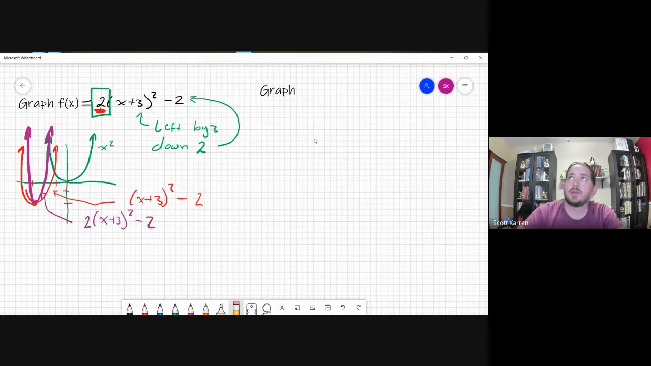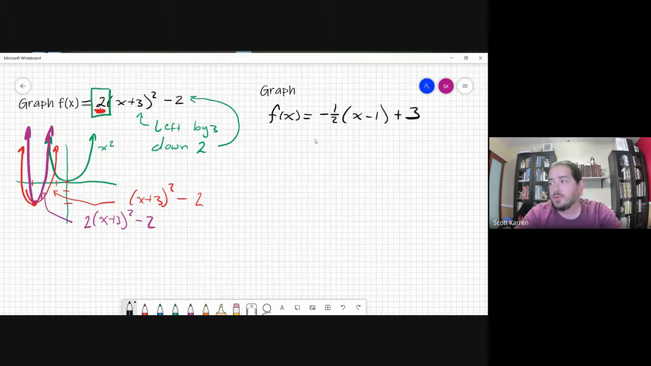And if I want to graph, let's say, f of x equals negative 1/2 (x minus 1) squared plus 3. Okay? So once again, I've got those 3 things happening, but really I have a 4th thing because there's a negative right here.